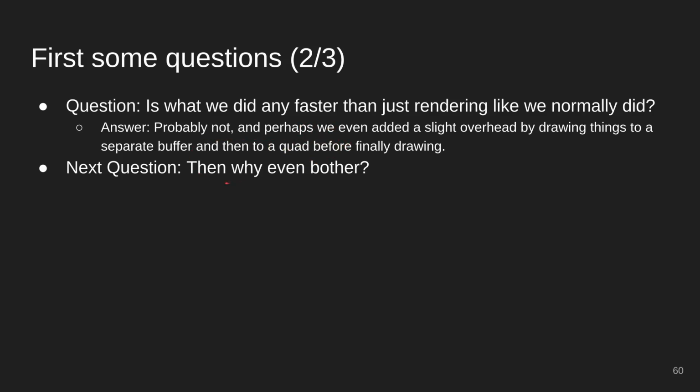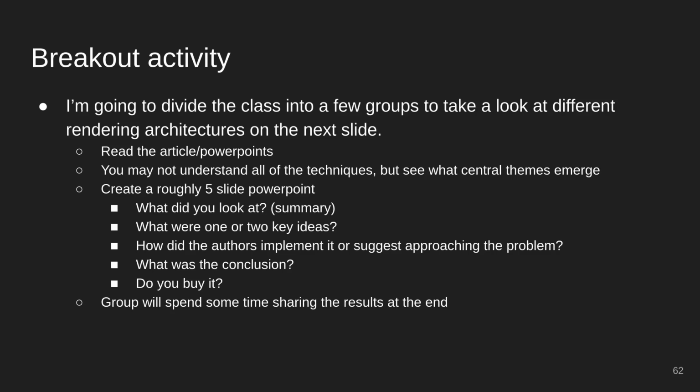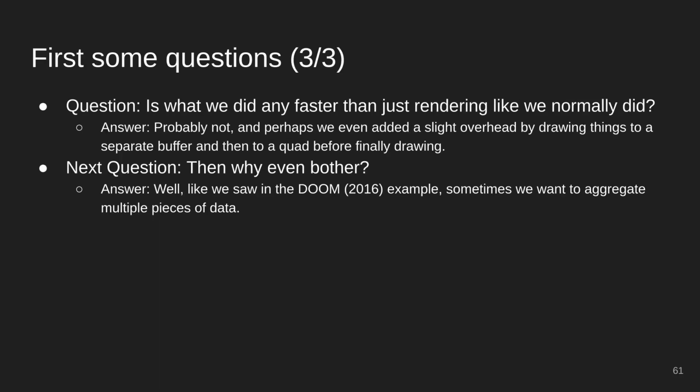So then the question is, if we've slowed things down, why even bother with this approach? And the answer is, sometimes we just have to. In the case of the Doom example, we might want to aggregate multiple screen buffers together to create a more complex and better scene. We can't do it any other way. That's why OpenGL gives us this functionality, to render different pieces of data to different buffers, which we can aggregate for the final picture. Okay, so that's just thinking about our renderer.